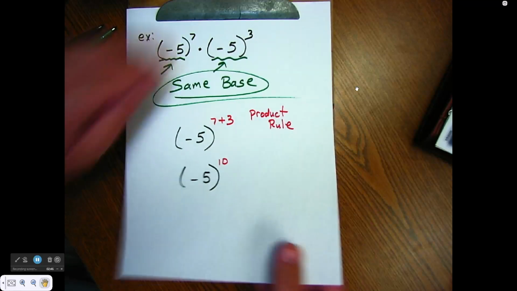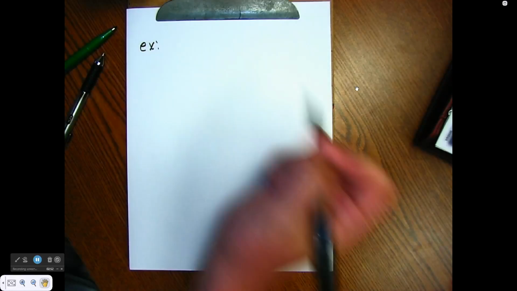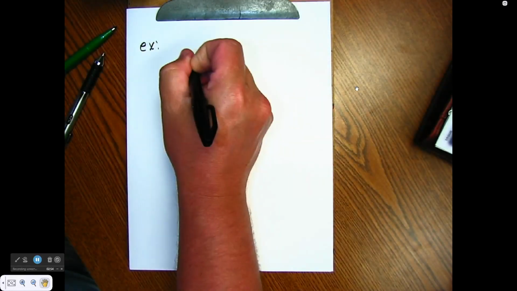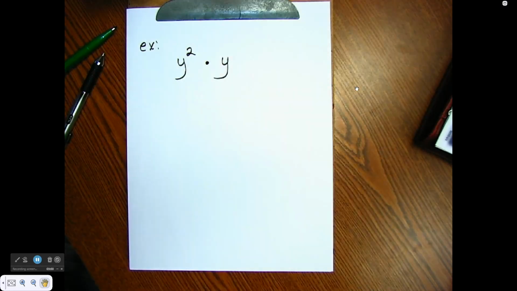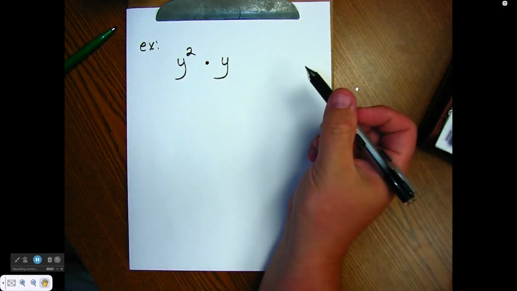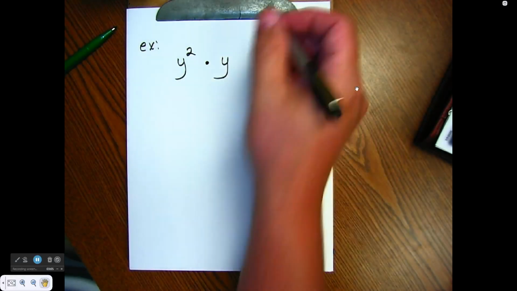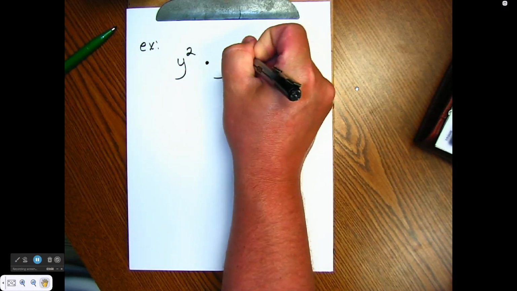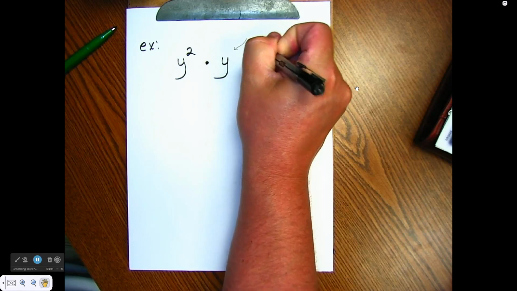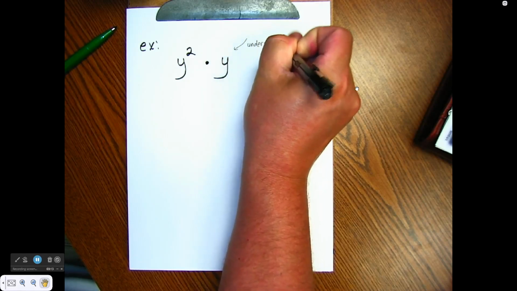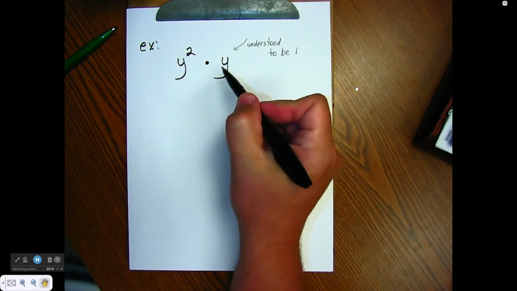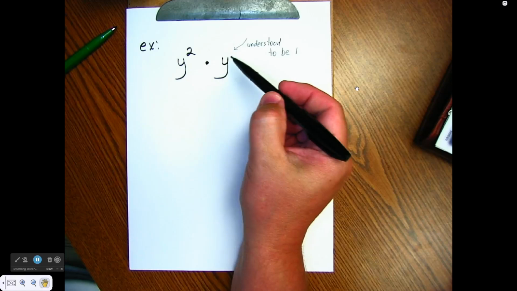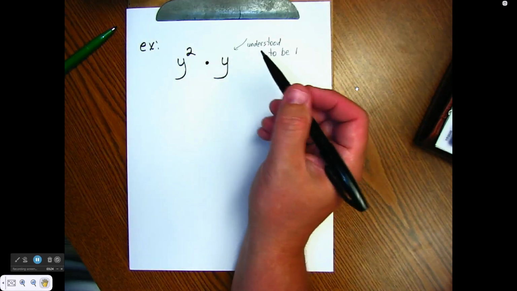Let's look at another example. Y to the power of 2 times y. You may or may not already know this, but when you don't see an exponent, it's understood to be 1. This variable y by itself is understood to have an exponent of 1.